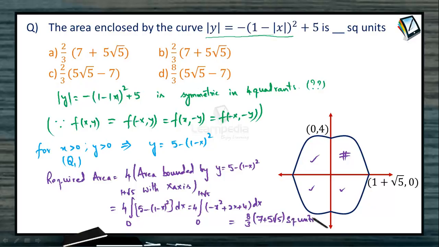units. Let's search for a suitable option here. It is 8/3 times (7 + 5√5). So correcting the first option, this would give us 8/3 times (7 + 5√5). As both A and B are appearing the same, we'll make a small correction at choice A, which happens.